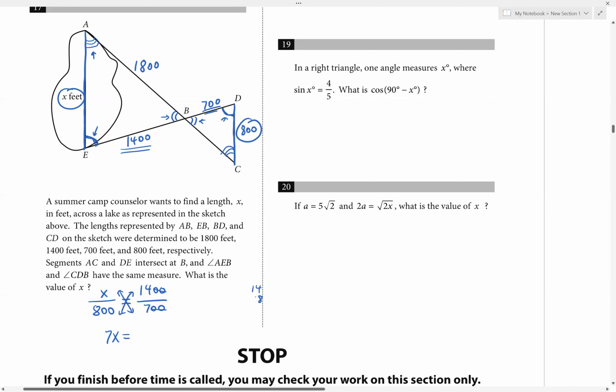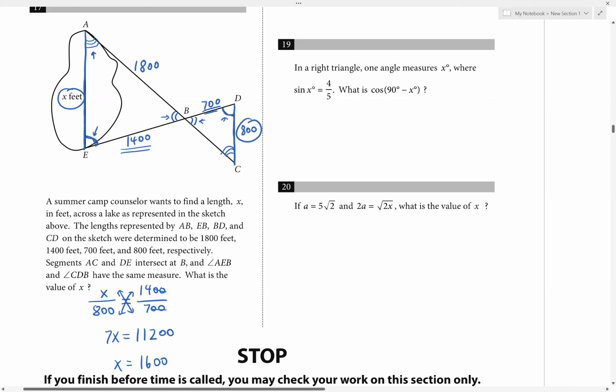So 14 times 8: 4 times 8 is 32, carry the 3, 1 times 8 plus 3 is 11, so 112. And we have two zeros, so it'll be 11,200. To solve for x, I have to divide by 7 on both sides. 112 divided by 7 is 16. So we should get 1,600.